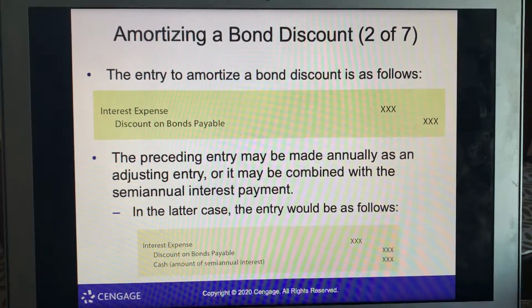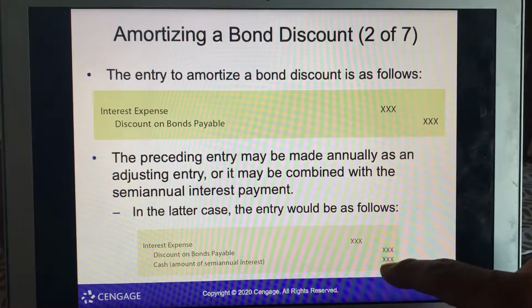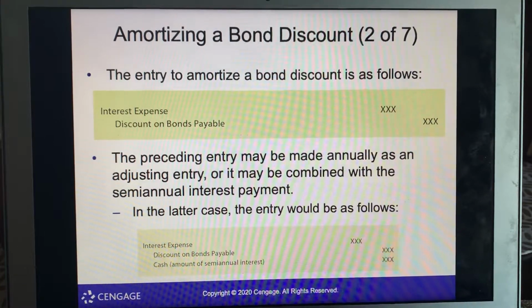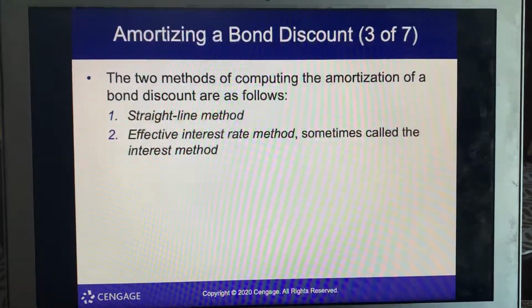So here's an example. If you were to do this, interest expense, again, expenses go into your income statement, will be debited, and your discount on bonds payable will be credited. So the preceding entry, here's another example. In the latter case, the entry would be as follows: semi-annual payment, interest expense, bond discount, and then cash amount of semi-annual interest. So those are a couple of adjustments off of the main way to account for this.